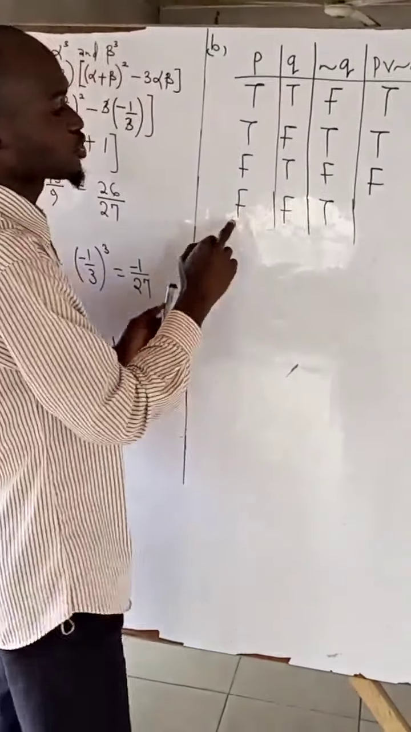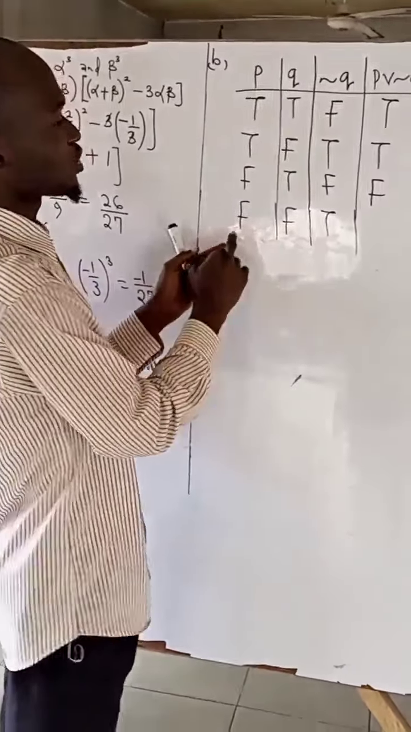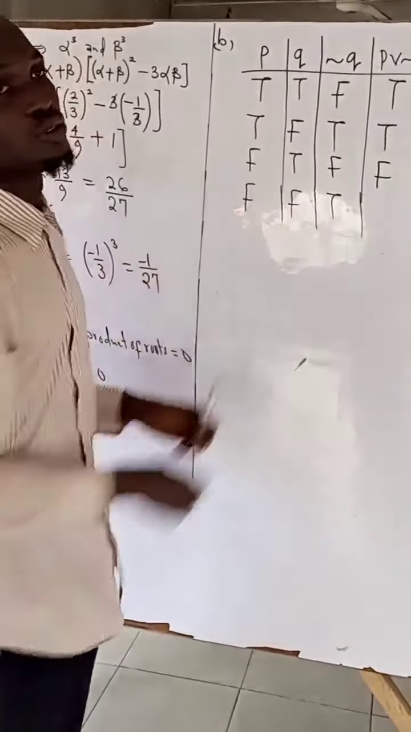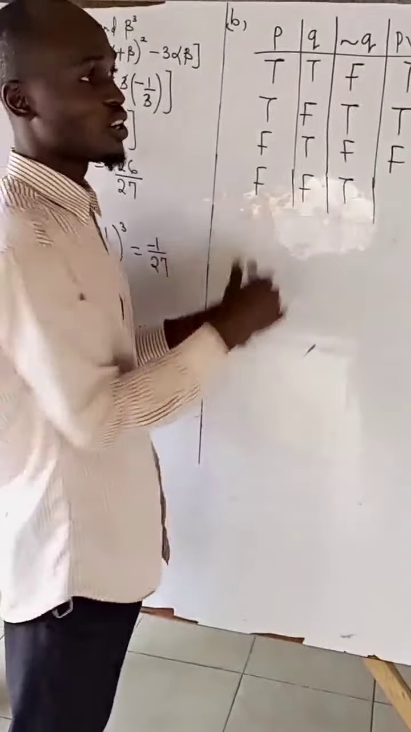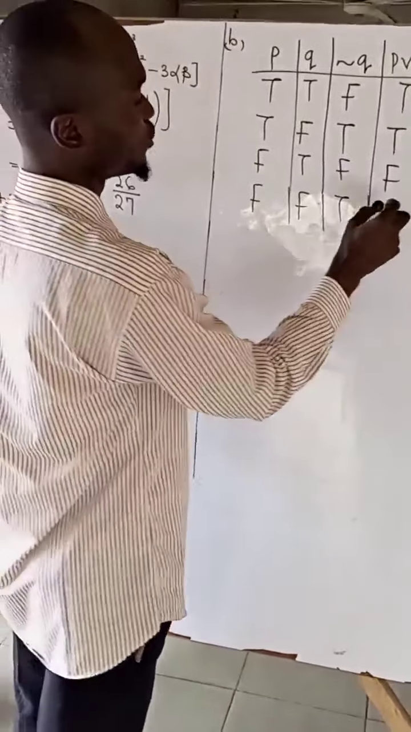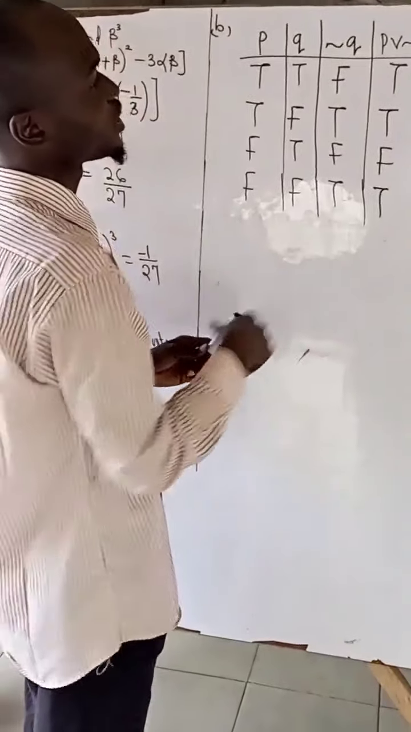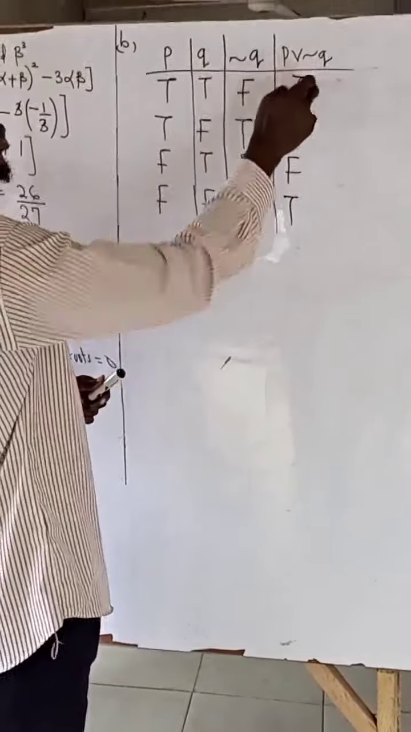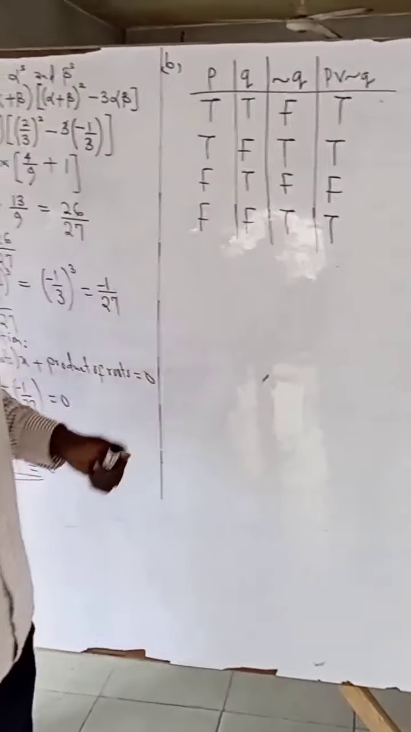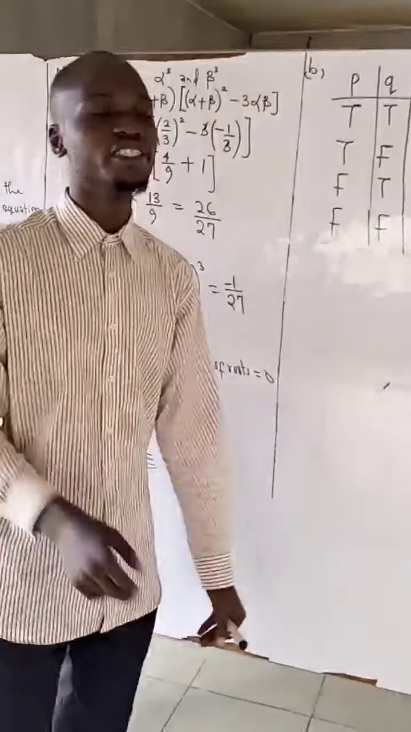Now, false and true: since at least one is true, the result will be true. And our final column here is true, true, false, true. So this is the end of question 3b.